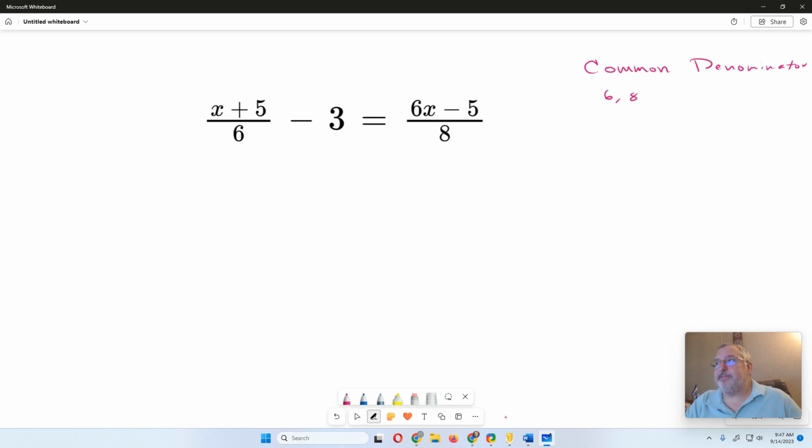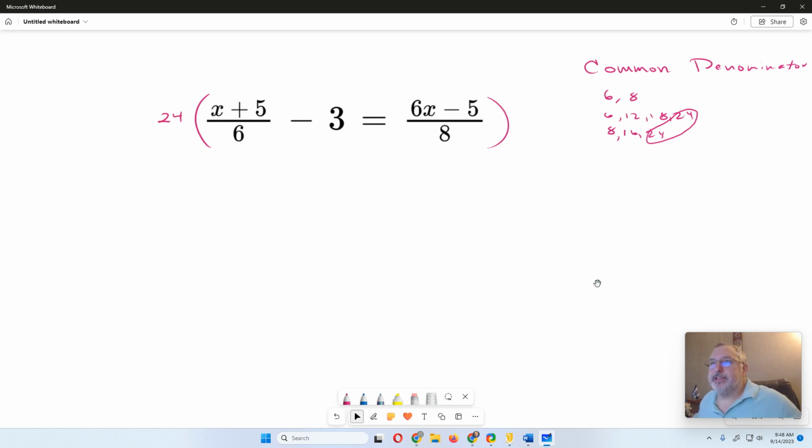Well, there's lots of ways to find it. One simple thing you can do is list multiples. So that'd be 12, 18, 24, and I'm stopping there because I know where it is. This would be 16, 24, so I know what the LCD is. Once I know that, I'm going to multiply the entire equation by that number. So I'm going to multiply everything by 24.